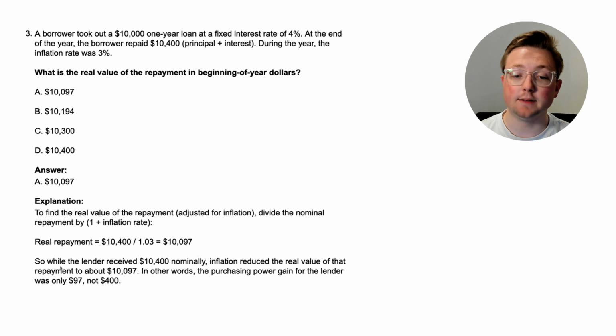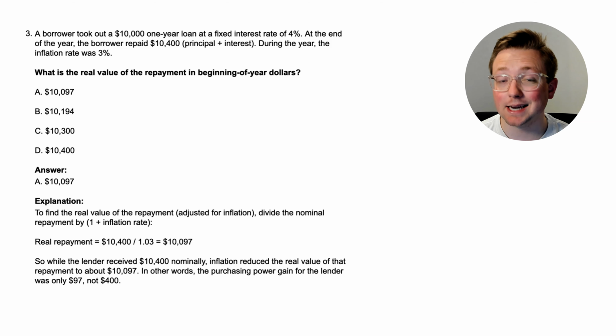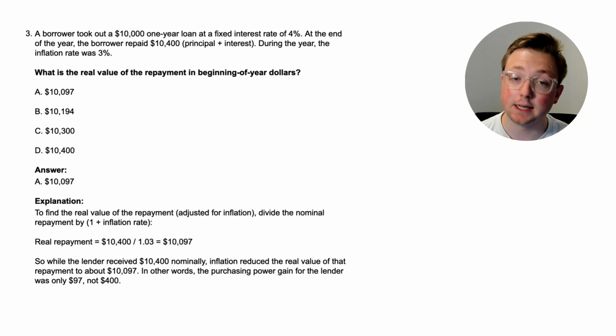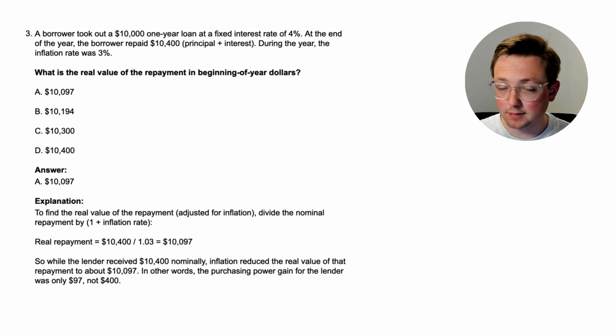So while the lender received $10,400 nominally, that's how much they actually received. Inflation reduced the real value of the repayment to about $10,097. So because of inflation, that $10,400 is really only $10,097. In other words, the purchasing power gain for the lender was only $97, not $400. That's the kind of effect that inflation can have on debt and on loans and on the amount of money that you get back from things. So it can make a big difference. They lost about $300 of spending power because of inflation. So with that, we learned a little bit more. Now let's go to the next question.